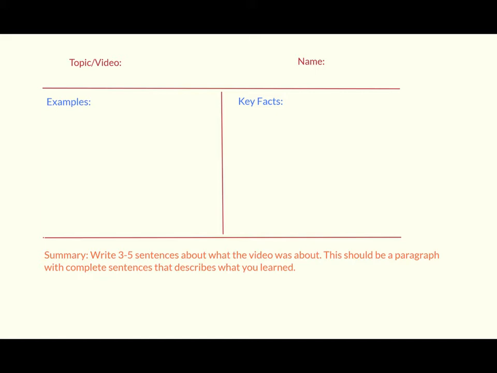So you are going to use a piece of paper. You are going to set it up where you have the topic of the video here. It could be like the title of the video or just the name of it. Put your name, and then you're going to make this T-chart right here.